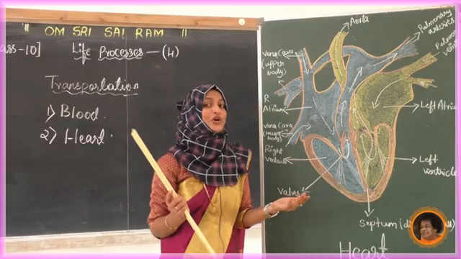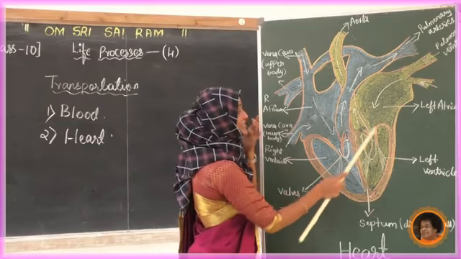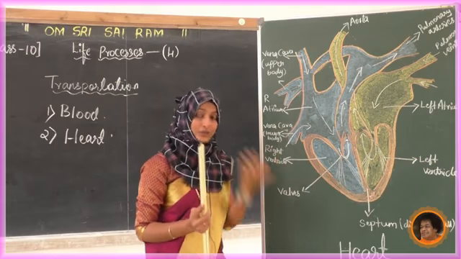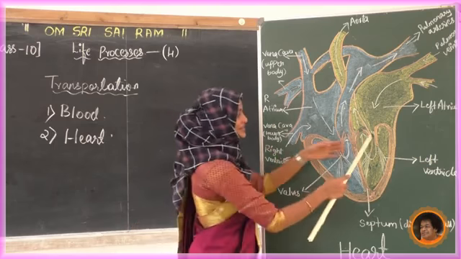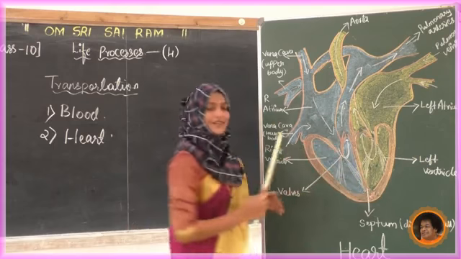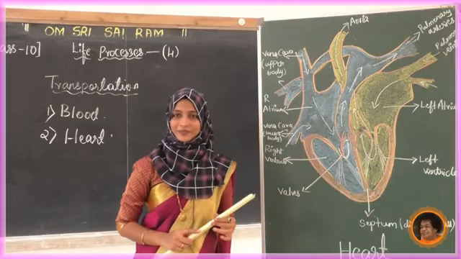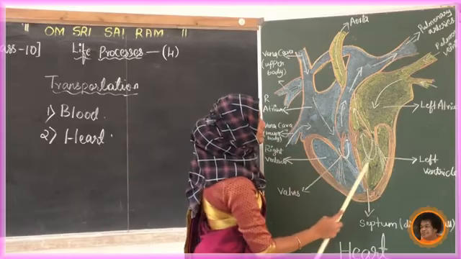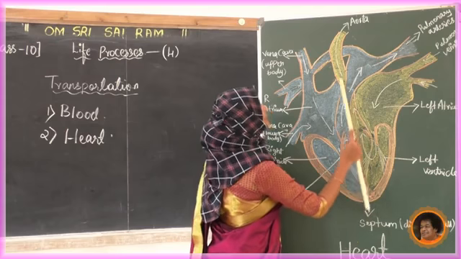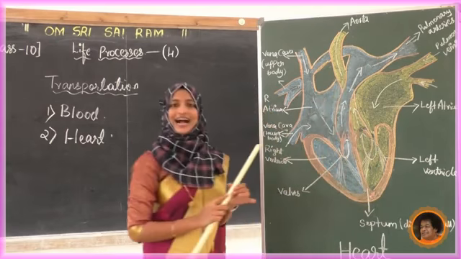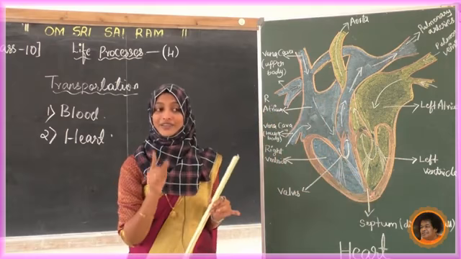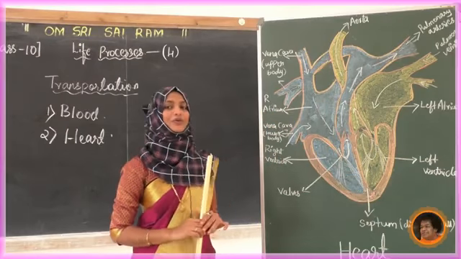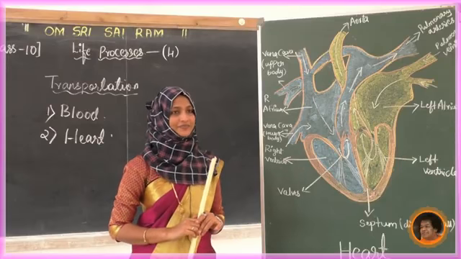There will be a creation of pressure. Because of that pressure, what will happen? These valves will open, not may, it will open. It reaches the left ventricle. From the left ventricle, forcefully it goes back through the aorta and reaches the different body parts. This is all about the functioning of the heart.